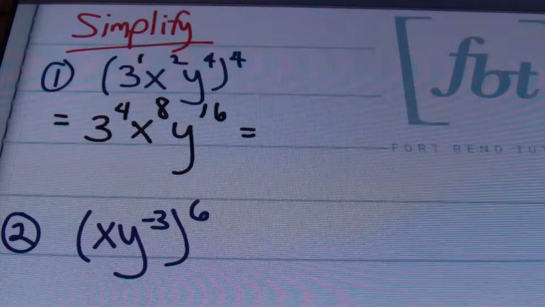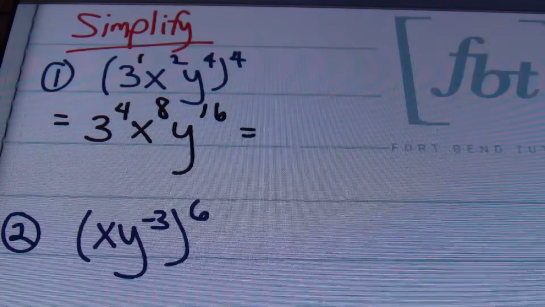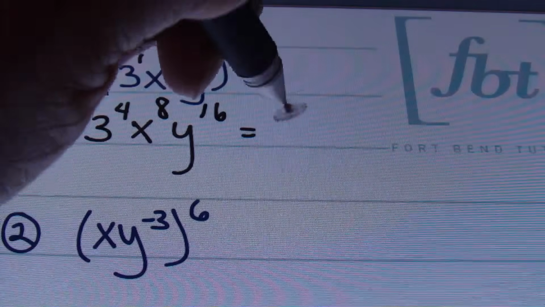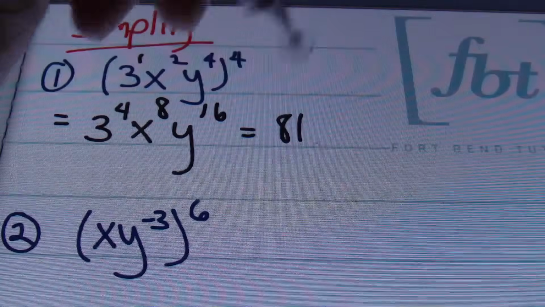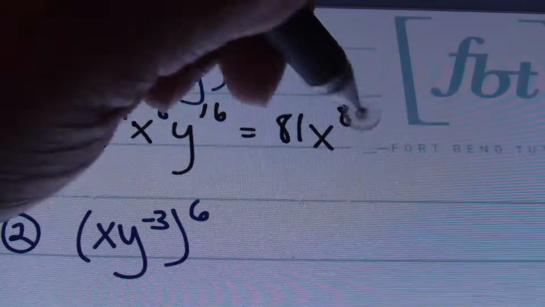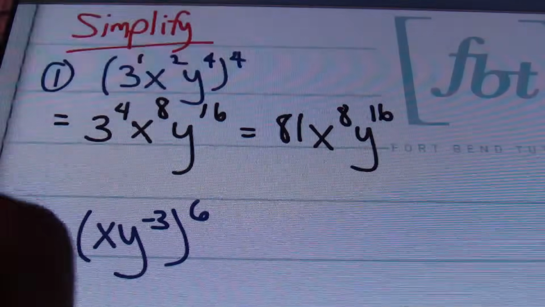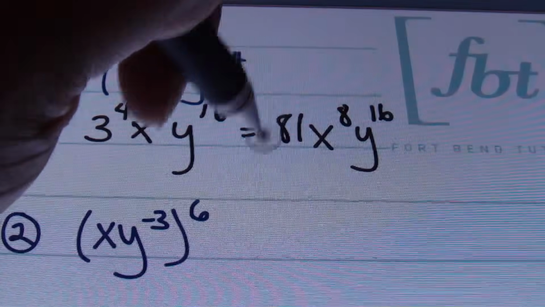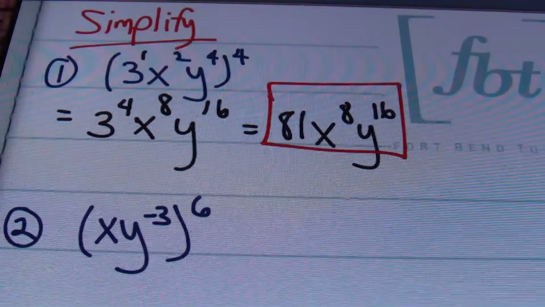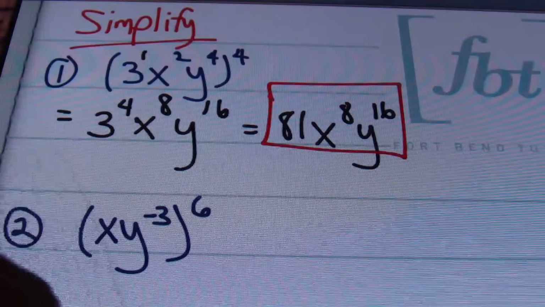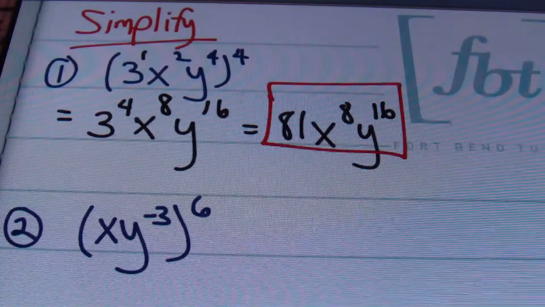So 3 to the 4th power is the result of 3 times 3 times 3 times 3, and that value is 81. So my answer that I'll submit is 81x to the 8th power, y to the 16th power, and I'm going to put a red box around that because it's correct. And I'm done. That's the result of problem number 1 there. Let's take a look at the next one.